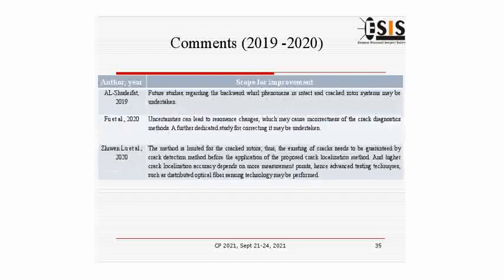Jiwen et al. 2020, the last literature of my survey. The method is limited for the cracked rotors, thus the existence of cracks needs to be guaranteed by crack detection method before the application of the proposed crack localization method. And higher crack localization accuracy depends on more measurement points, hence advanced testing techniques such as distributed optical fiber sensing technology may be performed.